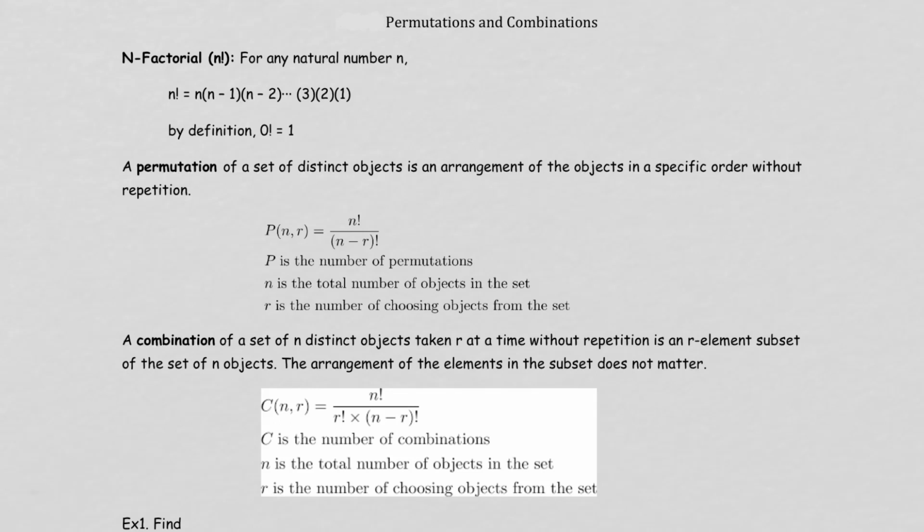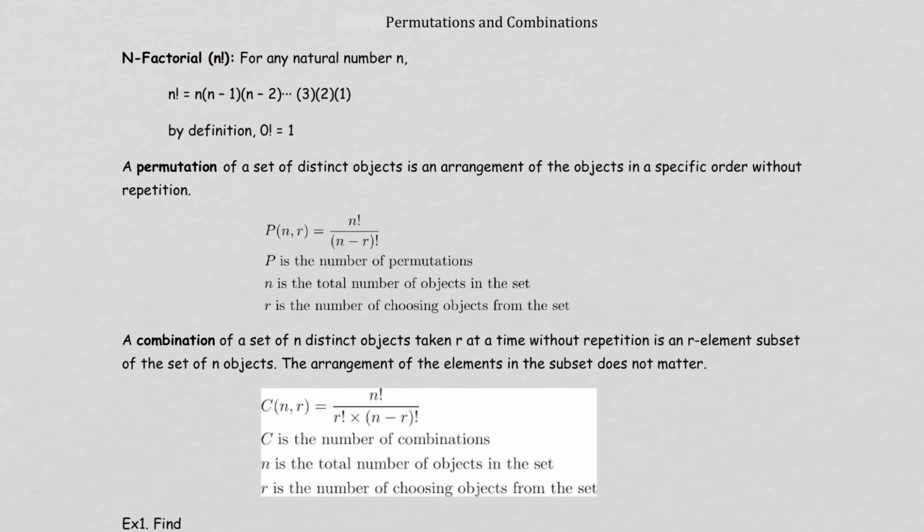Today's lesson, we're going to talk about permutations and combinations from probability. Before we go into permutations and combinations, let's talk about factorial. This is read as the factorial in math. What does the factorial mean? Factorial means that you're going to multiply a number from 1 to the given number.